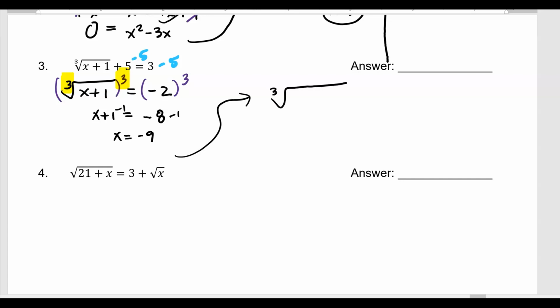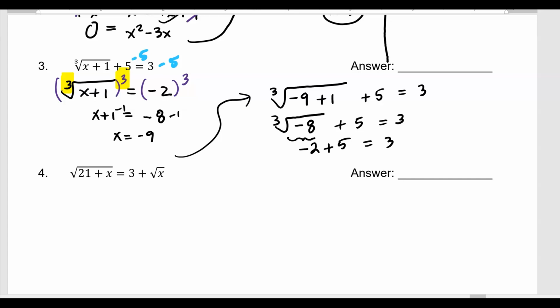Then we're going to figure out if this works. So the cube root of negative 9 plus 1, plus 5, equals 3. The cube root of negative 9 plus 1 is negative 8. We have that plus 5 equals 3. The cube root of negative 8 is negative 2, plus 5. Does it equal 3? Yes, negative 2 plus 5 equals 3. And the right hand side is 3. So that's how we know that negative 9 is really the answer.